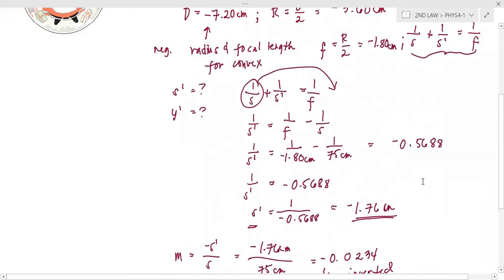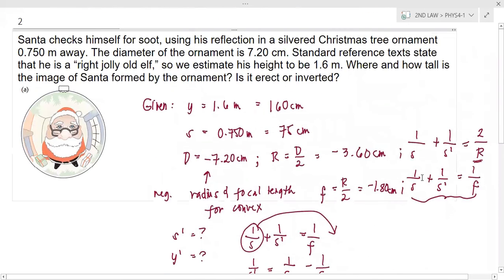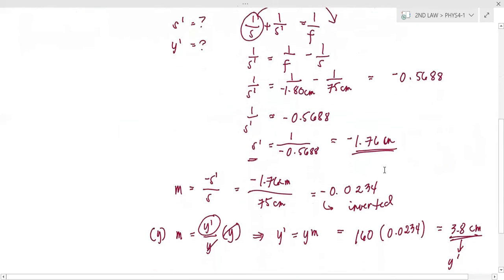Okay, so we were done. We already answered the image distance and the image height. We were also able to determine that the image is inverted because of our negative lateral magnification, because of the negative here.